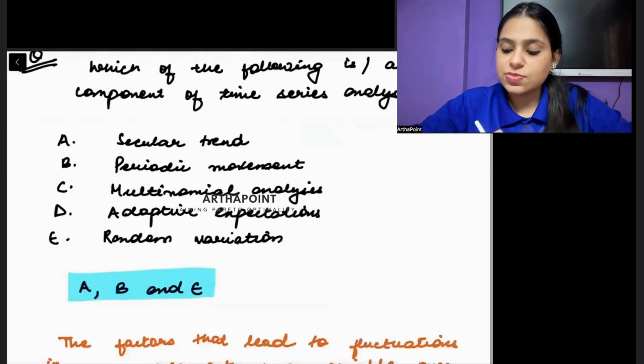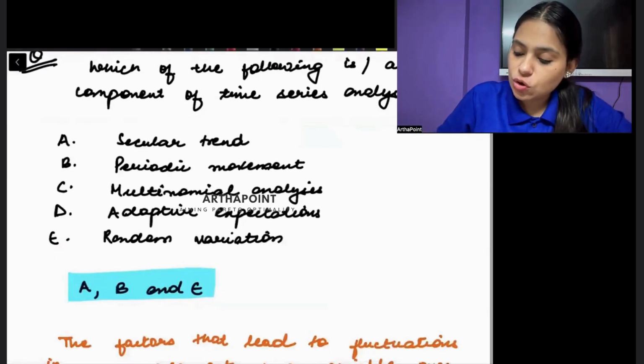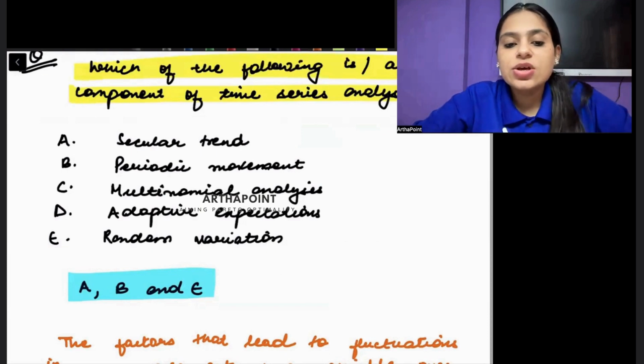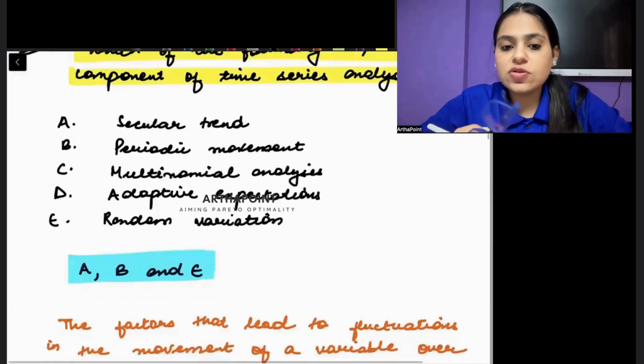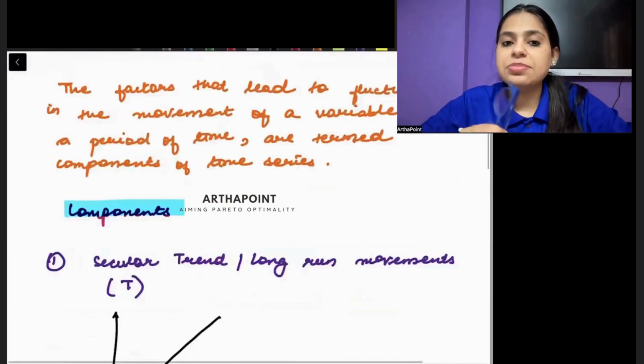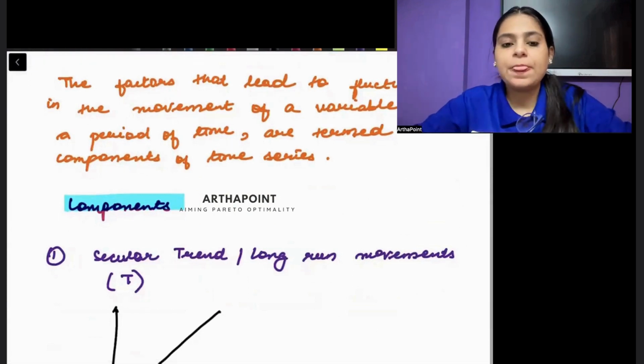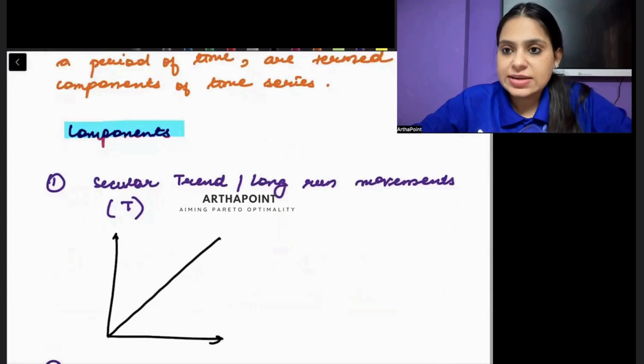So look into the first one. This says, which of the following is one component or are the components of time series analysis? So the components of time series analysis can be said in multiple parts. पहले हम components एक बारी समझ लेते हैं. The first component of time series analysis is known as the secular trend or the long run movement.